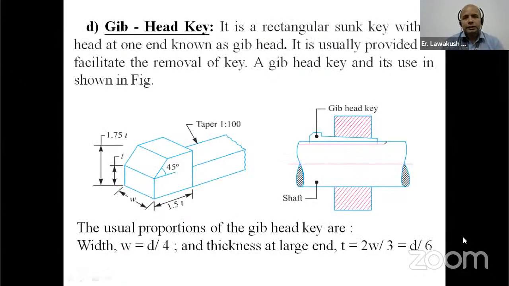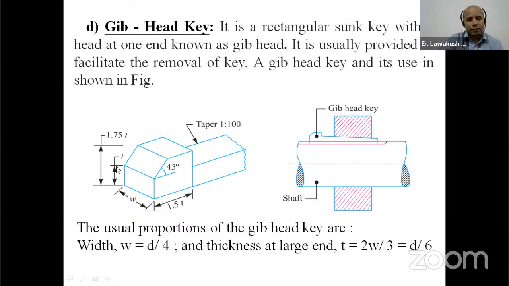Next one is the gib head key. It is a rectangular sunk key with a head at one end known as gib head. It is usually provided to facilitate removal of the key, and a gib head key and its use is shown in the figure. See here, this is the figure for the gib head key. This is the taper portion. It is also the same as 1:100. This is inclined at an angle of 45 degrees.